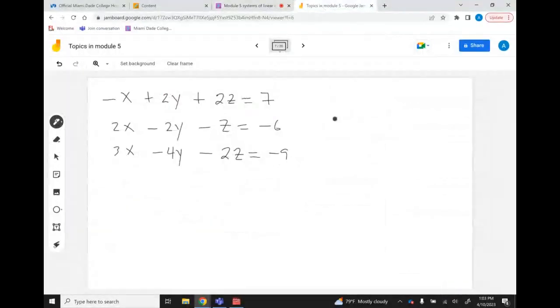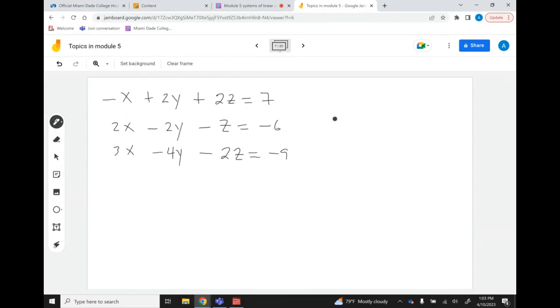Hello everyone. So today we're going to solve systems of equations with three variables. These are linear systems. Notice that you have x, y, and z now. Technically, the mathematical term for this type of equation is planes. They're not equations anymore. They are called planes. So we're trying to find a way to solve these.